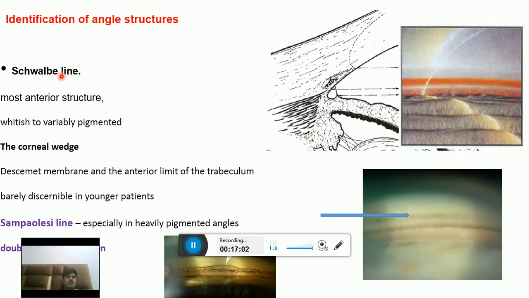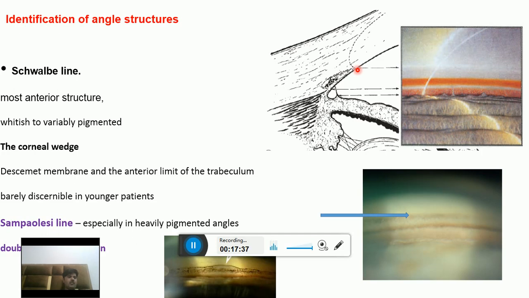So the first structure is the Schwalbe line. This is the most anterior structure. Here you can see this is the most anterior structure, appearing whitish to variably pigmented. Anatomically, this Schwalbe line demarcates the peripheral termination of Descemet membrane. This is the peripheral termination of Descemet membrane and the anterior limit of the trabeculum. It may be barely discernible in younger patients.